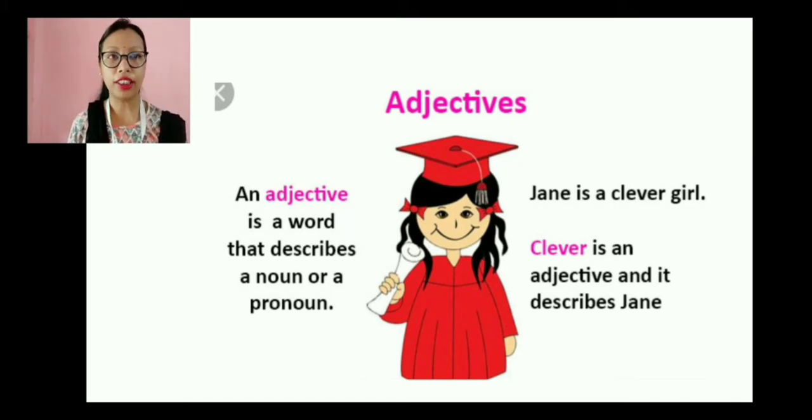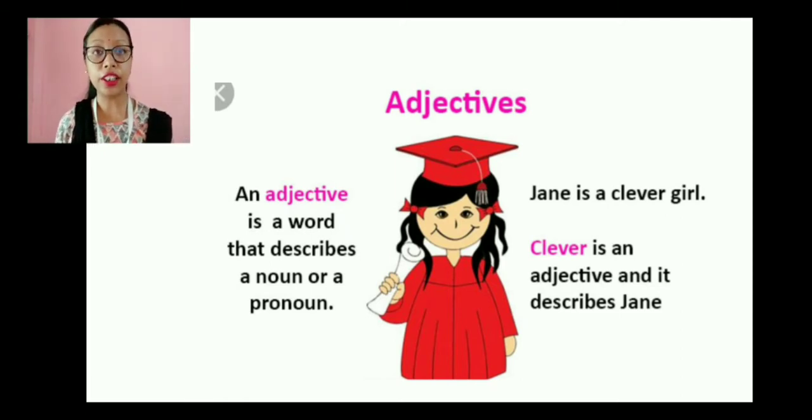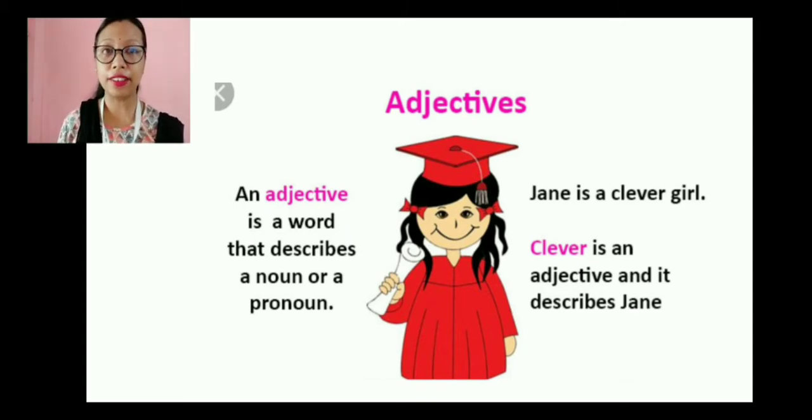So what are adjectives? An adjective is a word that describes a noun or a pronoun, like a girl. Girl is also a noun, right? Jane is a clever girl. Here, clever is an adjective and it describes Jane. That means, how is Jane? We know that Jane is a girl, but how is she? She is a clever girl. The word clever is describing Jane. Clear? So this is how the adjectives are written.